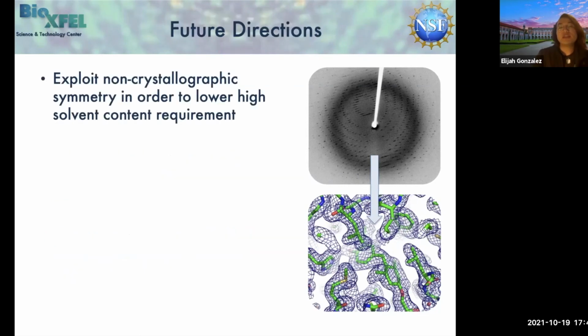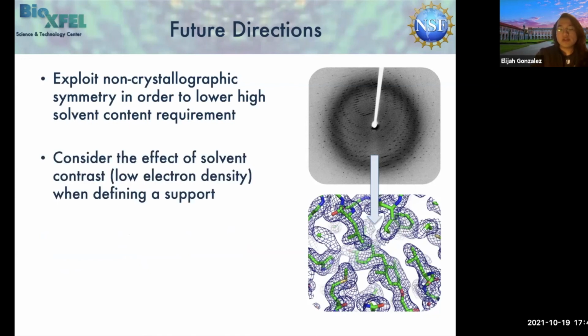Some future directions would be to exploit non-crystallographic symmetry in order to lower the high solvent content requirement. What this would do is allow us to reduce it so we don't have to use such high solvent content requirements. What we can also do is consider the effect of solvent contrast, low electron density, when defining a support. We really did not have conclusive results. It was more so just a case for 4 out of the 5 proteins that we tested. It would be really great if we could define some sort of definitive relationship between whether you have a higher HIO success rate if you have more solvent contrast. But that would be a future direction.